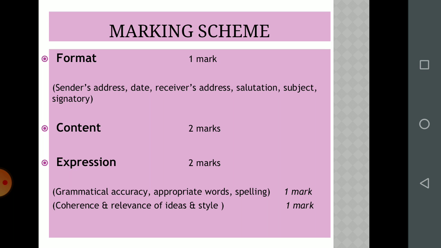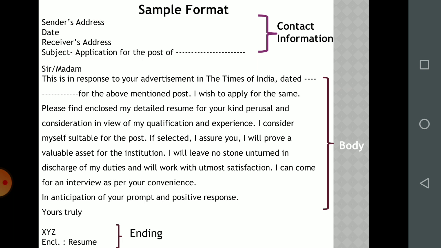Then comes expression, and expression again contains 2 marks and it includes grammatical accuracy, appropriate words that are used and spelling, which will fetch you 1 mark, and further coherence and relevance of ideas and style is going to get you 1 more mark. So this is how 2 marks are divided, and let's see a sample format of the same.